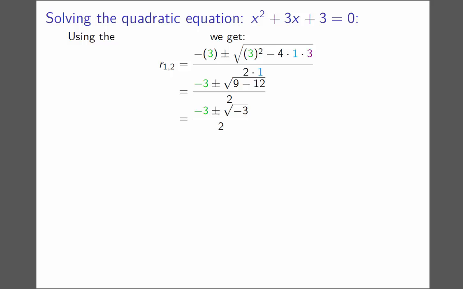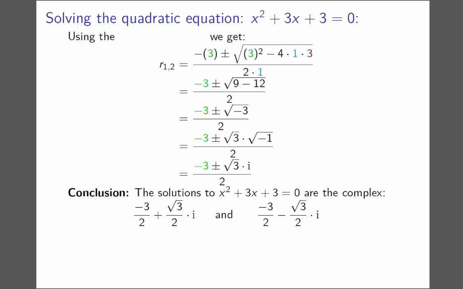Now before, we would have stopped here and said that the square root of negative 3 is not a real number, so we have no real solutions. But now that we've understood complex numbers, we can take this further. The square root of negative 3 we can write as the square root of 3 times the square root of negative 1, which is the square root of 3 times i.